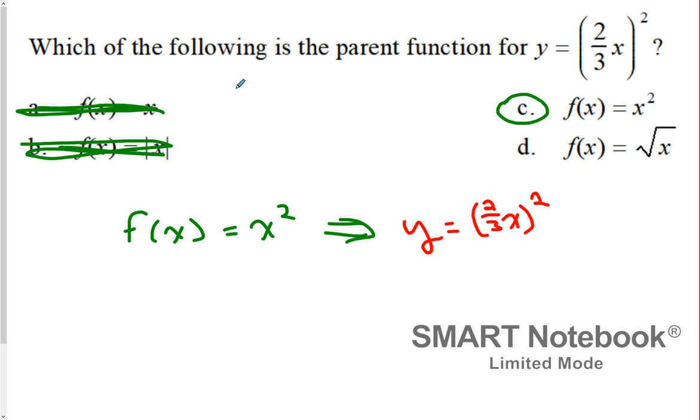And so what we're looking for when we're doing this is, can we identify the parent function? Is there a square root in there? That would mean it's a square root function. Are there those two straight lines? That would mean it's an absolute value function. Is it just an x to the exponent of 1, in which case it would be a linear function?